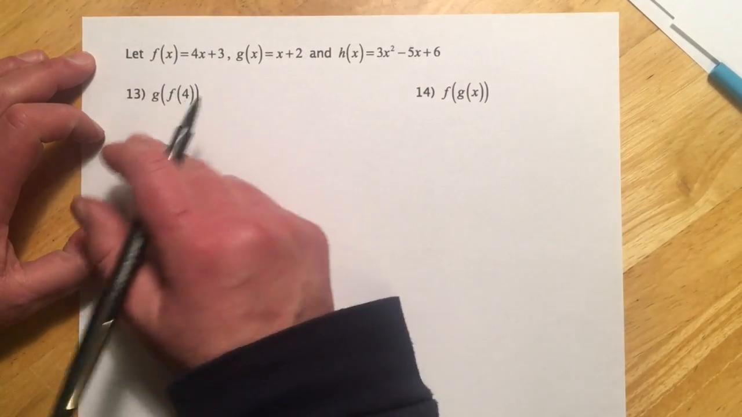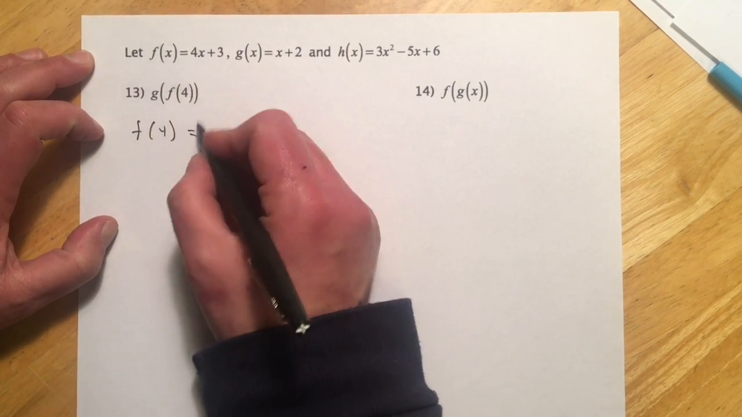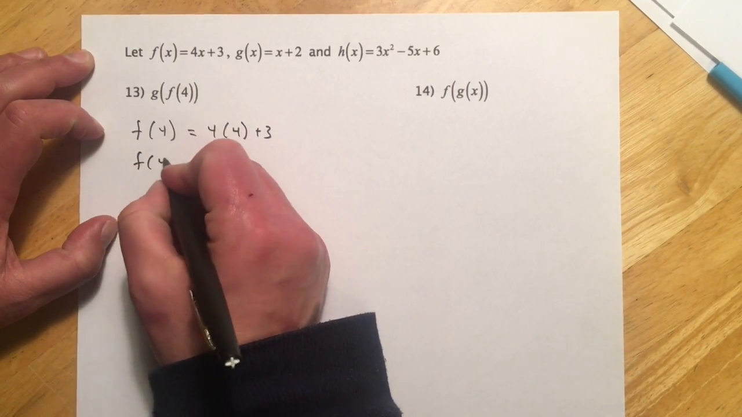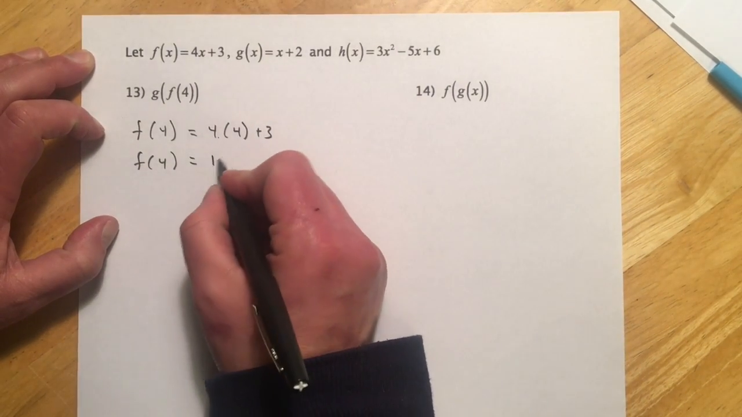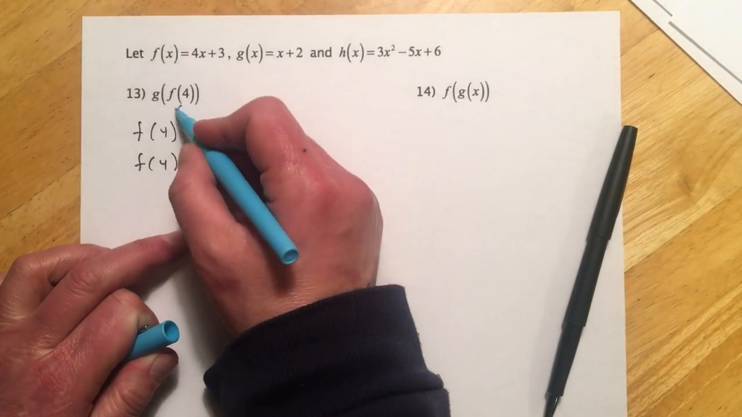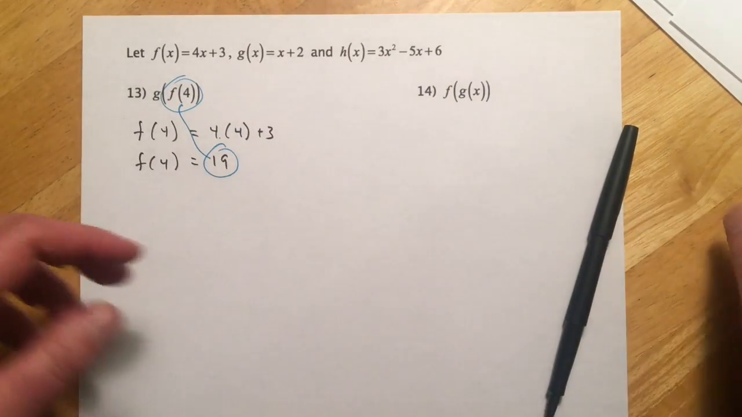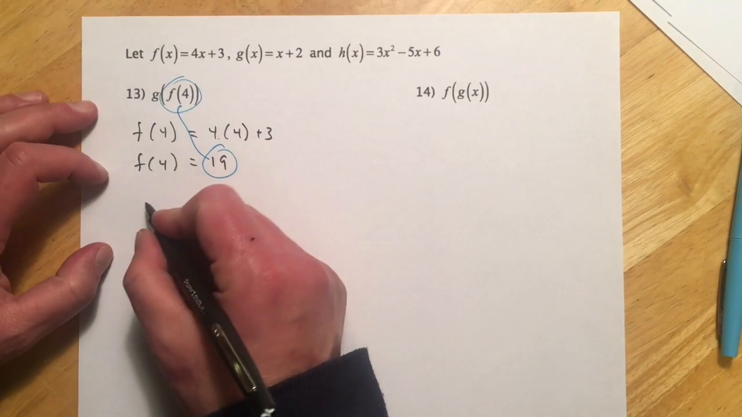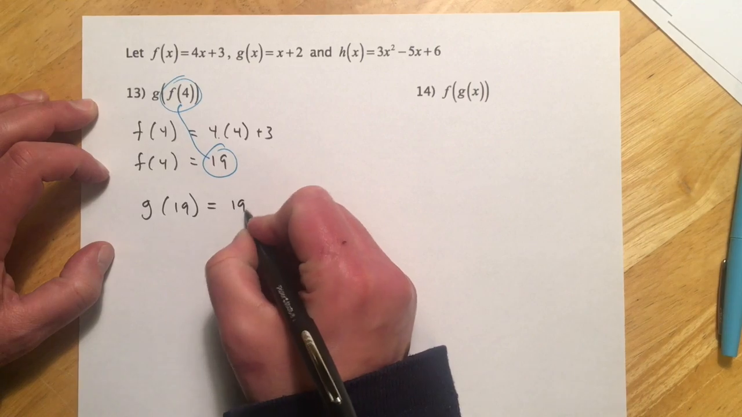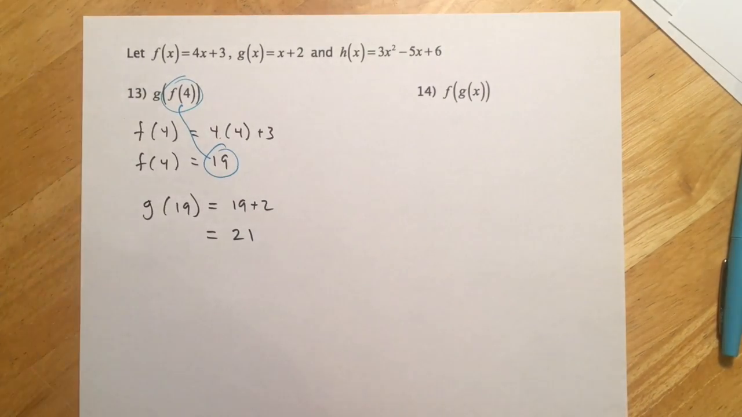So again, just kind of remembering the evaluate from the last section. We'll do f of 4, and so that'll be 4 times 4 plus 3, or f of 4 equals 16 and 3 is 19. But we don't want to stop at f of 4 because we're really trying to find g of f of 4. And so since f of 4 is 19, that means I'm going to find g of 19. So g of 19, I can just throw 19 right there. So 19 plus 2, and it looks like that's going to be 21.